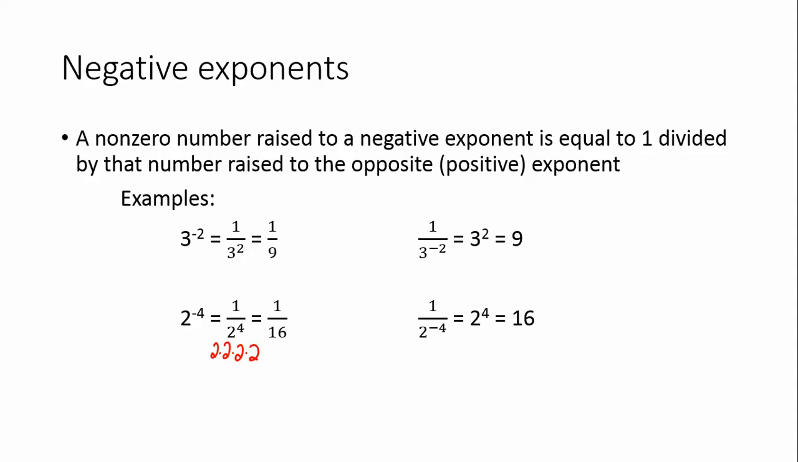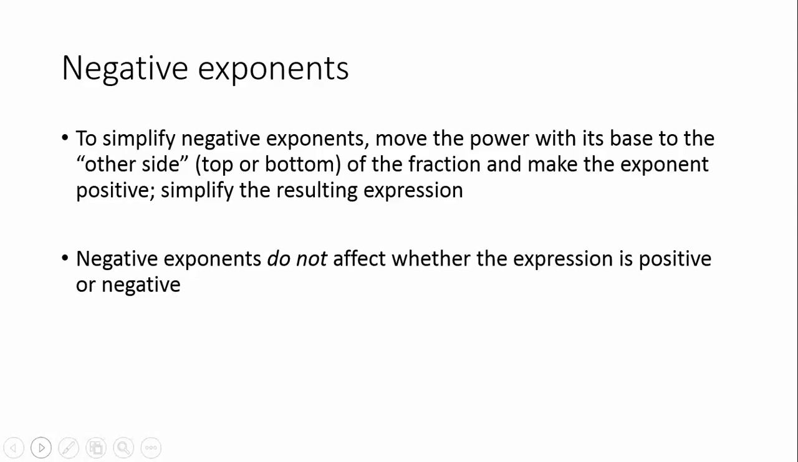If we look at it the other way, if the negative exponent's already in our denominator, we're bringing it back to the numerator. So 1 over 3 to the negative second power becomes 3 to the positive second, or 9. And 1 over 2 to the negative fourth becomes 2 to the fourth, or 16. So let's look at some examples.